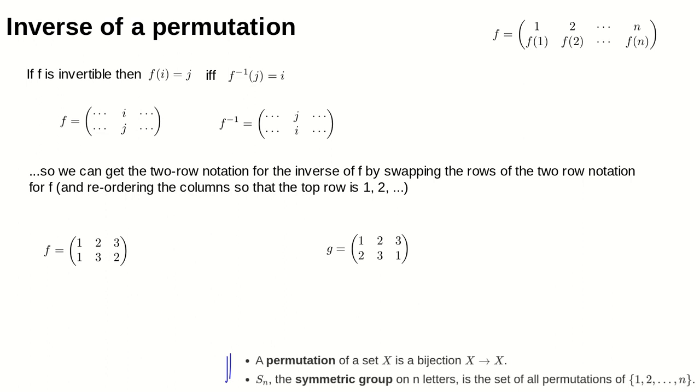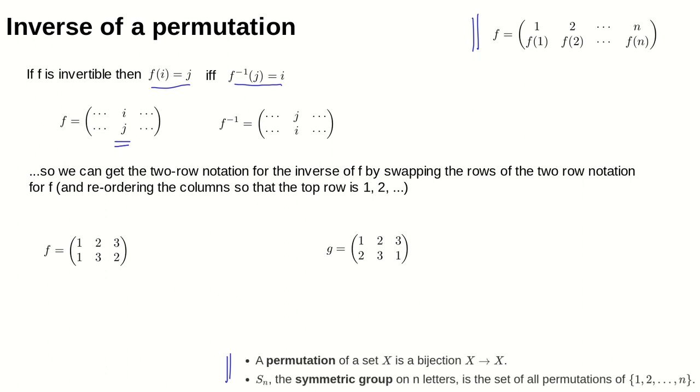So let's look at what we can say about two-row notations for inverse permutations. I've written a definition here of what the two-row notation of a permutation looks like. Now if you have an invertible function f, then that function satisfies f of i is equal to j if and only if f inverse of j equals i. That's kind of the definition of what f inverse is. So if we think about what this tells us about two-row notation, if f of i is equal to j, then that means beneath i in the two-row notation for f, you find the number j. So this is what it would look like.